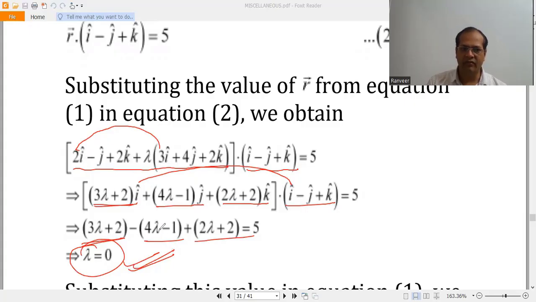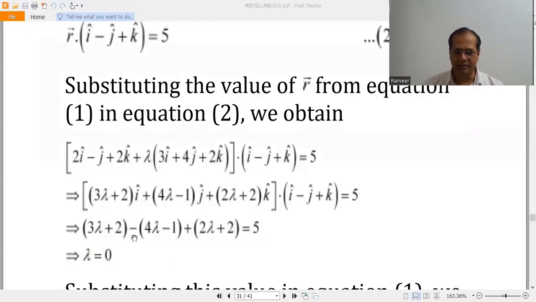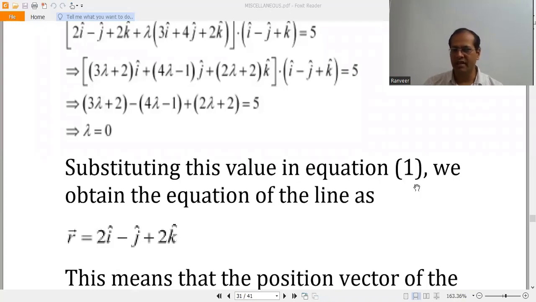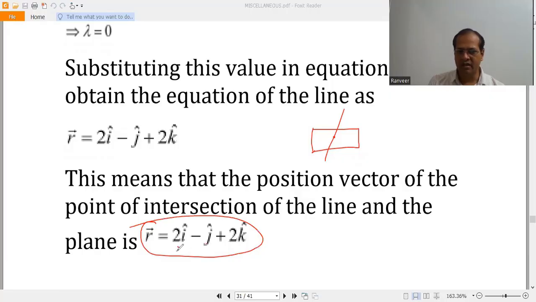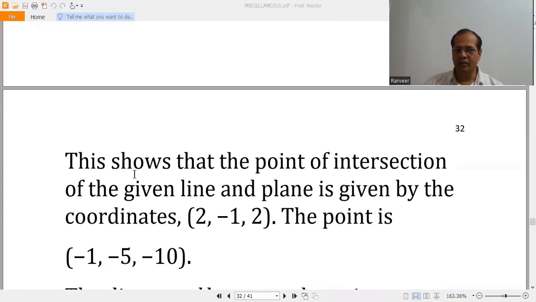After getting the value of lambda, we substitute it in the equation of the line. Substituting the value in the first equation, that is the equation of the line, we get r equal to 2i minus j plus 2k. That means the position vector of the point of intersection of the line and plane is 2i minus j plus 2k. So the point of intersection of the plane and the line is 2, -1 and 2.